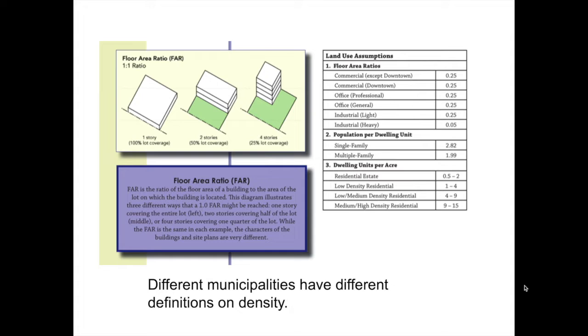The other number is dwelling units per acre here. But population per dwelling unit, we're assuming that the single family house is 2.7 children or 2.8. The fact is in the United States that number is going down.